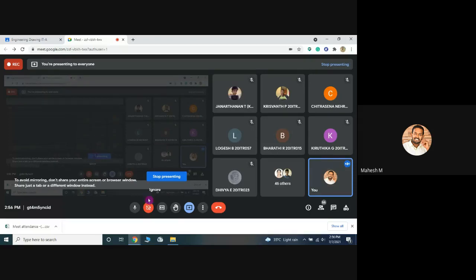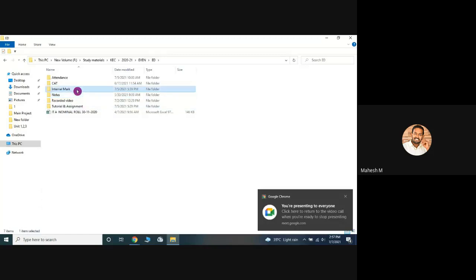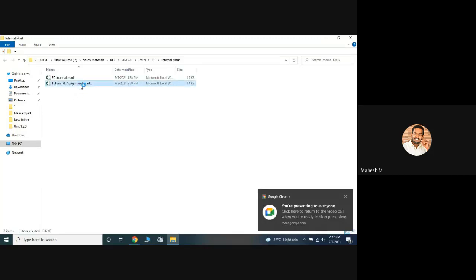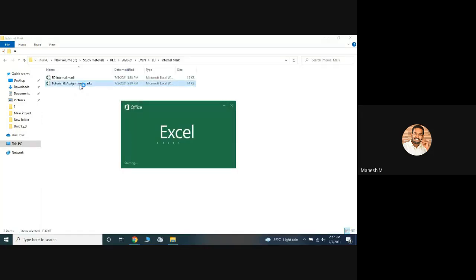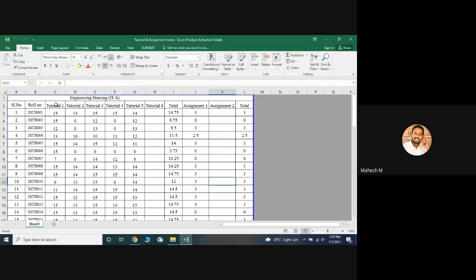Okay, so I'm going to show your internal marks up to today's class. I think the screen is visible. So you can see your tutorial marks and also assignment marks. So we have done 5 tutorials, and the 6th tutorial is on the 4th unit.